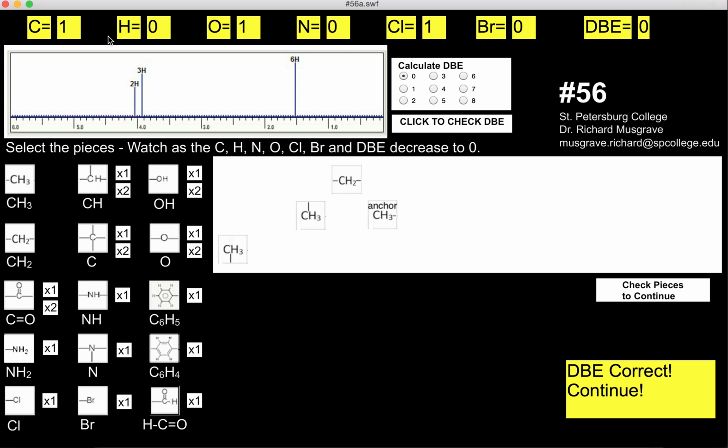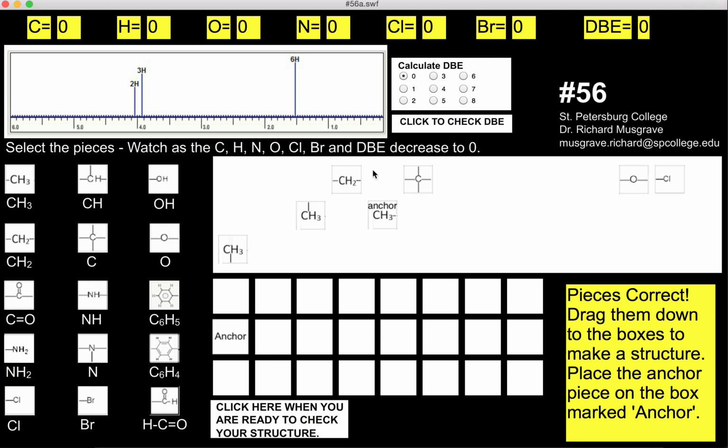When we look at what's left over, we've got a C, an O, and a Cl. The C is going to be this one here, the O will be this one here, and the Cl will be over here, and you can see everything's counted down to 0, so we probably have the right pieces. Now we've got to decide about where things are going to be attached.